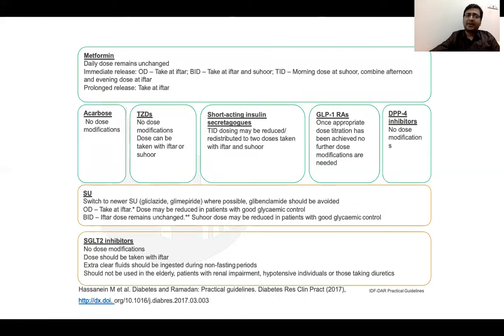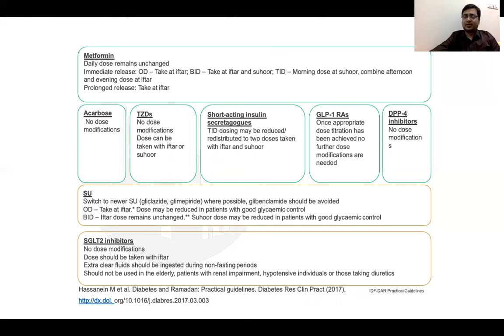Regarding metformin, the daily dose remains unchanged. Immediate release once daily: take at iftar. BID dose, for those taking it twice daily: take at iftar and suhoor. Thrice daily: combine the morning and afternoon doses, and take the prolonged release at iftar. Acarbose: no dose modification is needed. In case of thrice daily dosing with meals, no dose modification is needed; it can be taken with iftar or suhoor.